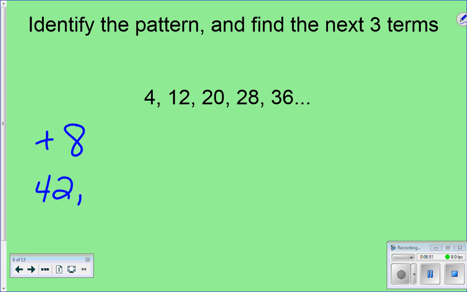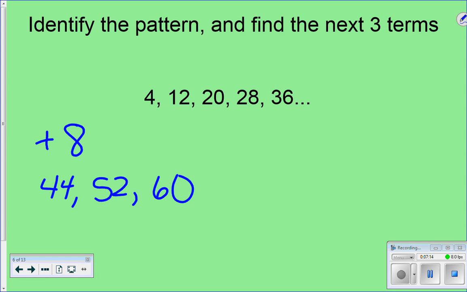Next one. 44. Just testing you guys. Now what? 52. 60. Okay. Good? Everybody understand how this is going today? If I was subtracting, would it be easy to tell too?